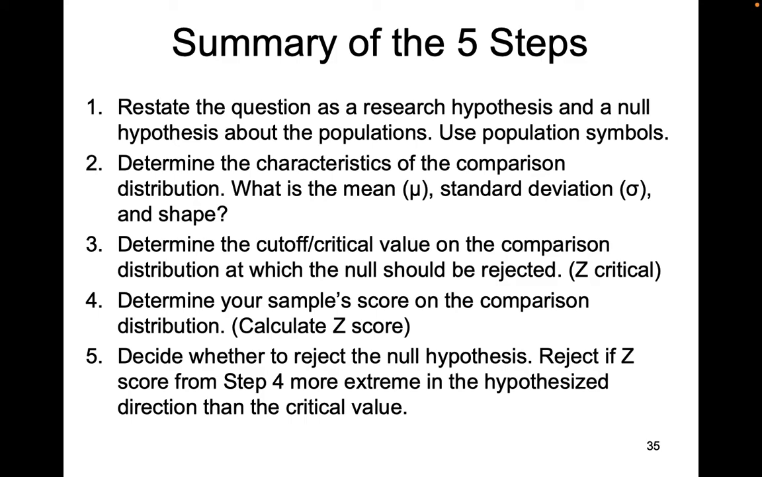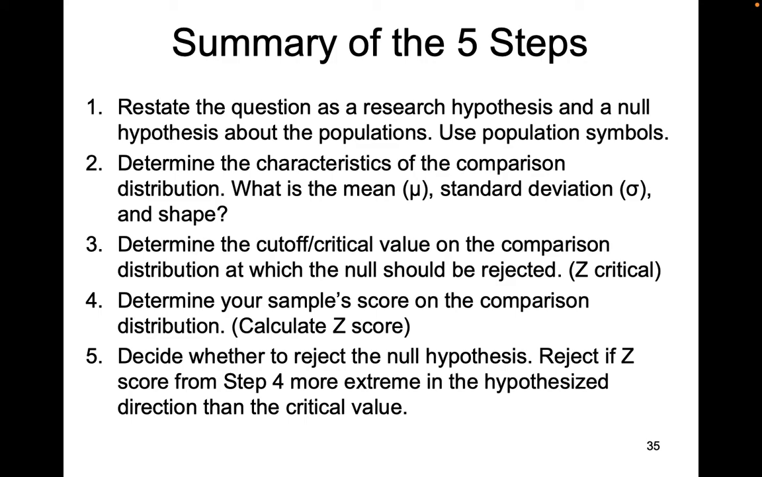Next, we're going to determine the cutoff or critical value on the comparison distribution at which the null should be rejected. That cutoff value will be a z-score, which I like to call the z-critical. Next, we'll determine our sample score on the comparison distribution, and we do this by calculating a z-score using the raw score, the population mean, and the population standard deviation.